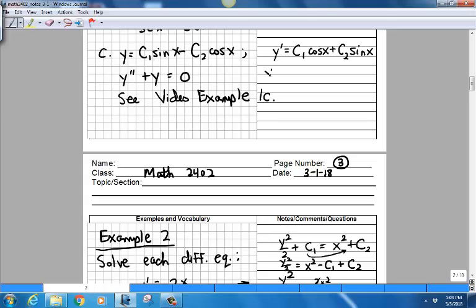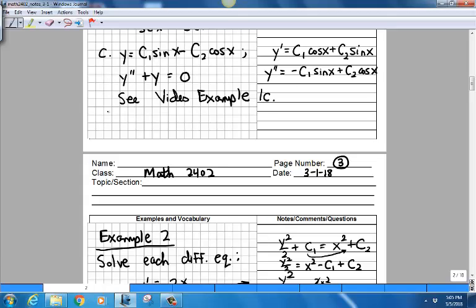Now let's compute the second derivative. Again, the derivative of the cosine is minus the sine, so the derivative of this first term is going to be minus c sub 1 times sine of x, and then the derivative of the second term is pretty clearly c sub 2 times cosine of x, right? And now this is what we're going to substitute into our differential equation.